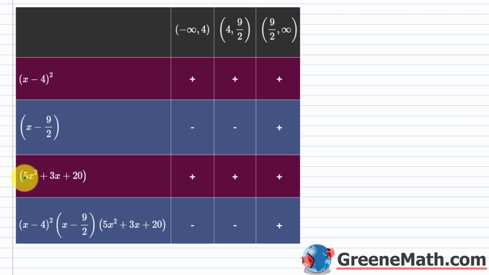This was a little bit tricky if you've never seen this before. You have 5x squared plus 3x plus 20. I have here positive, positive, positive. Why is that the case? It's because no matter what real number we plug in for x, it's always going to be positive.